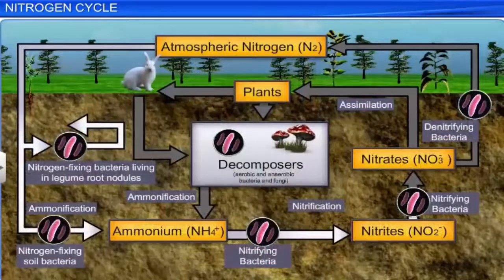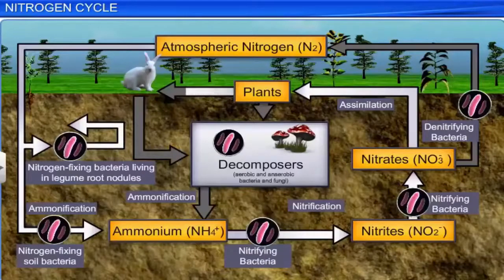Ammonia in soil is converted into nitrites and nitrates by nitrifying bacteria, thereby enabling plants to absorb nitrates from the soil. Nitrogen compounds from plants are passed along the food chain to animals, which ultimately return it to the soil when they die. Nitrogen from the dead and decaying organic matter is converted into ammonia by ammonification. Denitrifying bacteria then convert the nitrates back into nitrogen.